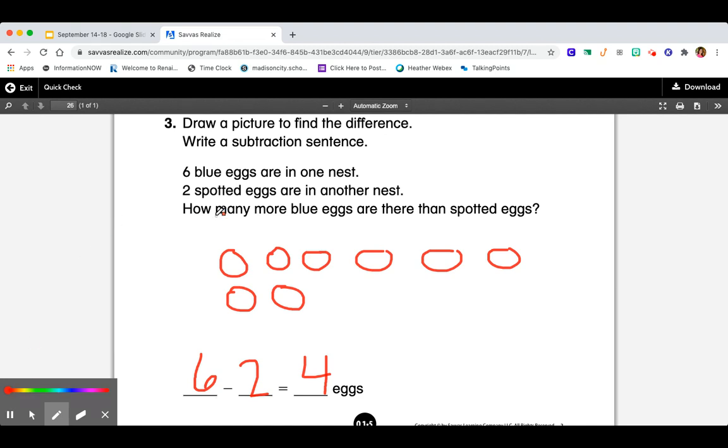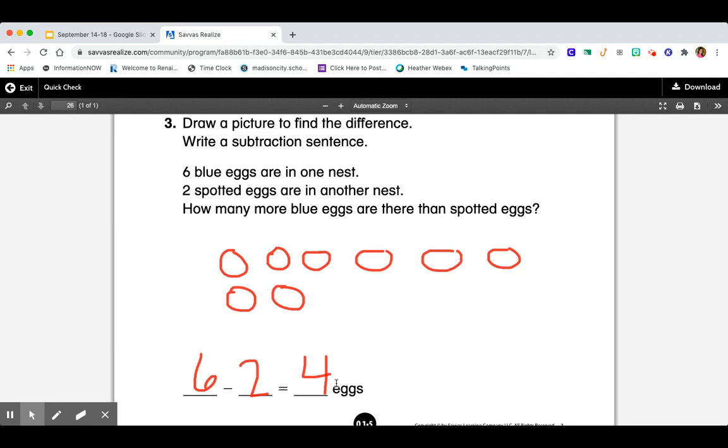It says there's 6 blue eggs in one nest and 2 spotted eggs are in another nest. How many more blue eggs are there than spotted eggs? So what I did first was I drew 6 eggs that were blue. And then underneath, I lined up the 2 spotted eggs. And I could see when I stopped, there was 1, 2, 3, 4 extra blue eggs that were not for the spotted eggs. So that would be 6 blue eggs minus the 2 spotted eggs equals 4 extra or more eggs that were blue.